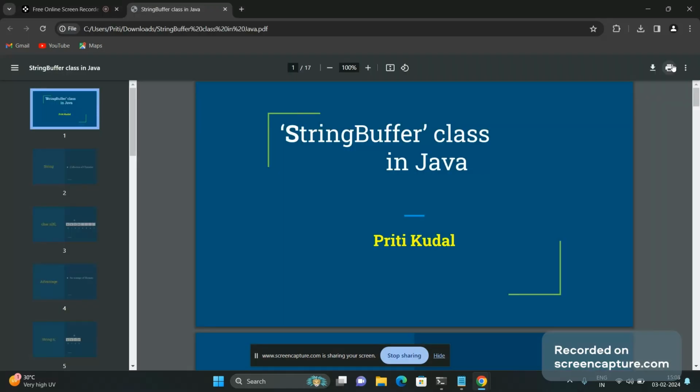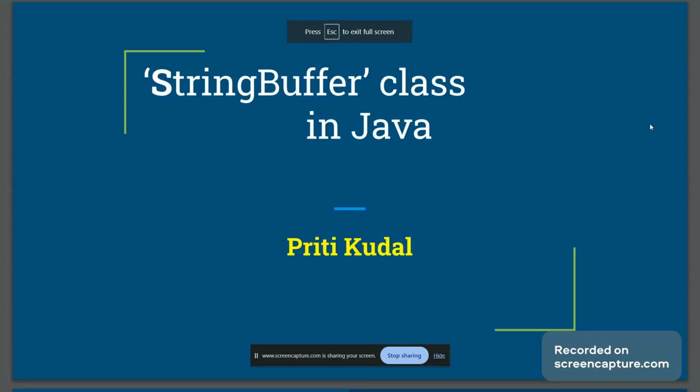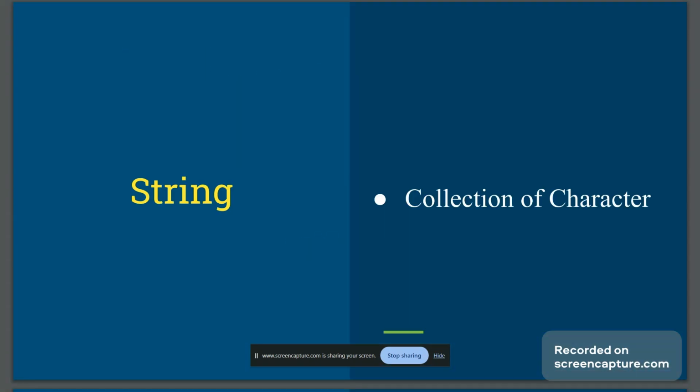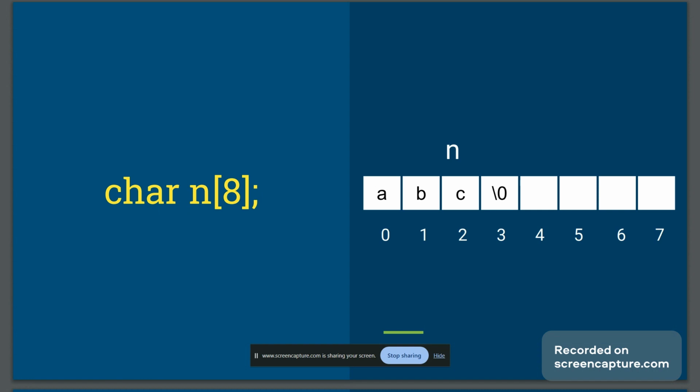Hello everyone. Today we will see the StringBuffer class in Java. Basically, a string is nothing but a collection, or sequence, of characters. Usually in C++, for storing a series of characters, we use a character array. But the drawback of this method is that it is static memory allocation. It means its size is fixed.